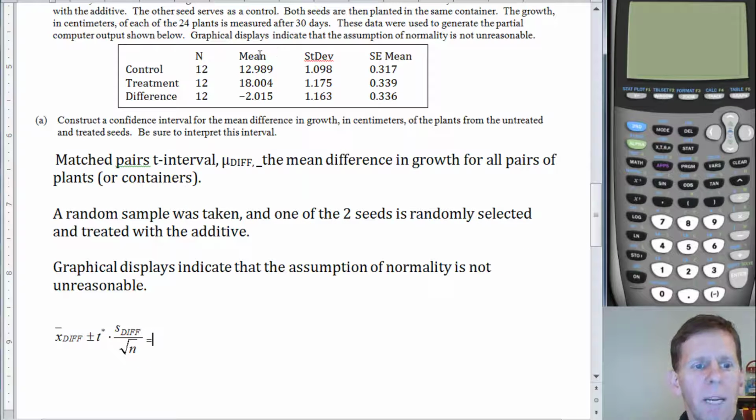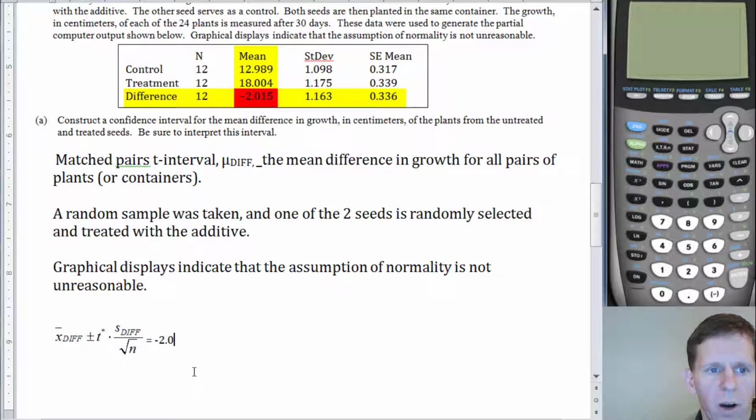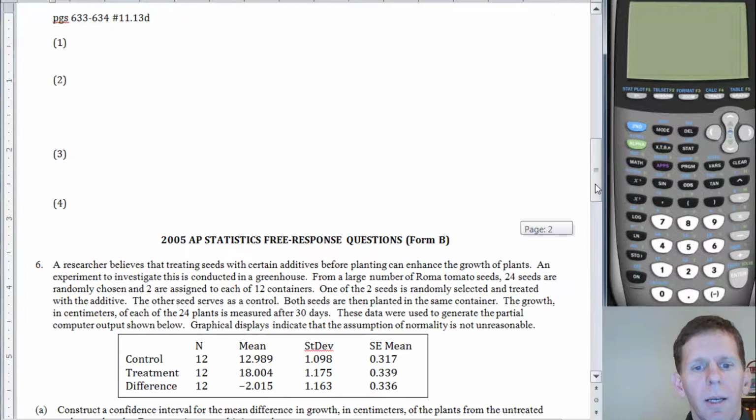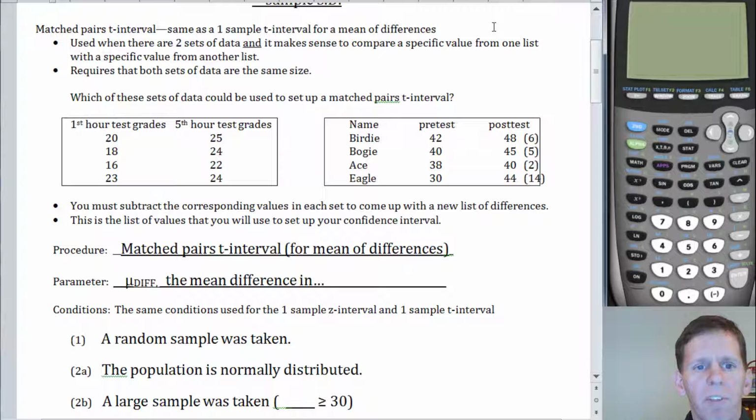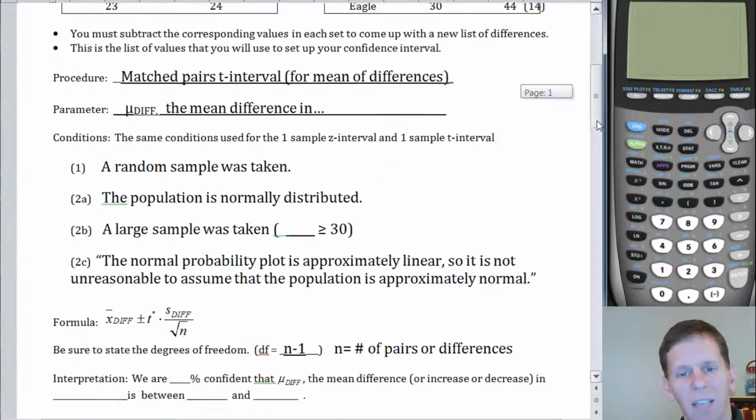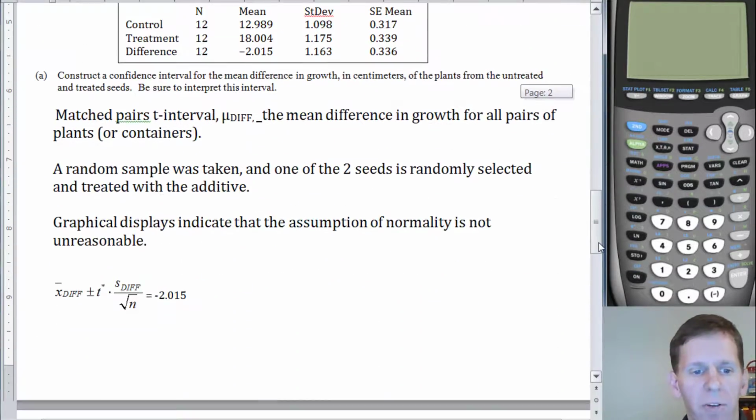X bar diff is the mean difference. We have a table here that gives a mean difference of negative 2.015. That's what we're going to use for the mean difference. In some problems, unlike this one, for example on the front side of the worksheet, if you had this list of pre-test and post-test scores, what we would do is put these numbers in your calculator, the 6, 5, 2, and 14, do one var stats, and your X bar diff is going to be the mean of these values. You could either add all 4 of these numbers and divide by 4, or put them in a list in your calculator. And whatever the calculator says X bar is, that's what you'd use for X bar diff.